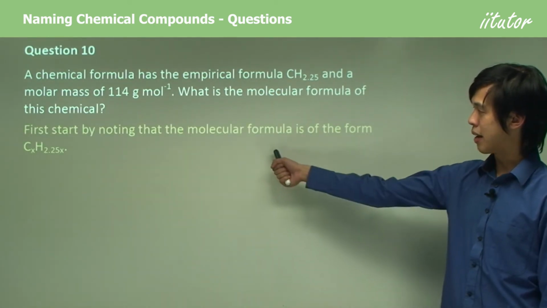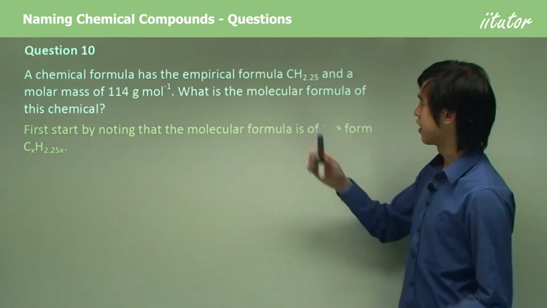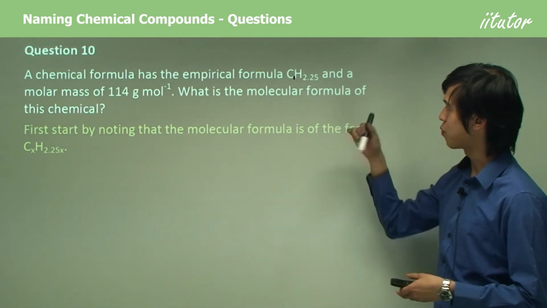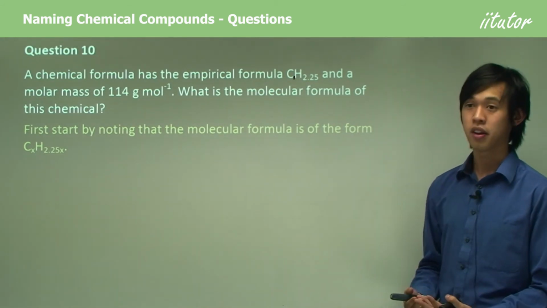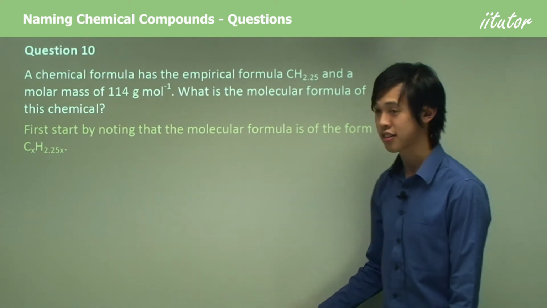Okay, well, let's first start by noting that the molecular formula has the form CxH2.25x. If we imagine this is 1, then this is 1 times 2.25. So for every 1 carbon, there are 2.25 hydrogens. But for every X carbons, there will be 2.25X hydrogens. So that's why we put X there. Now we're going to solve this equation.